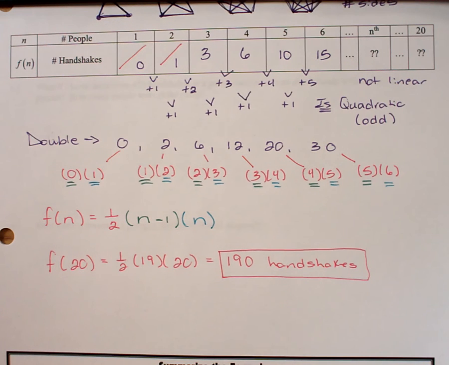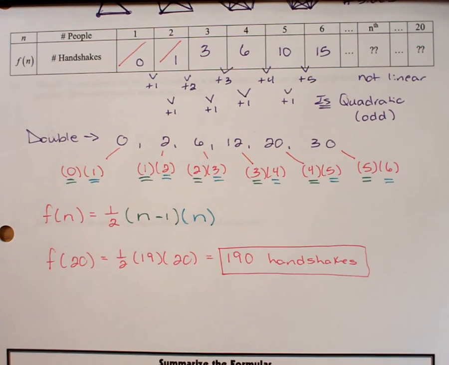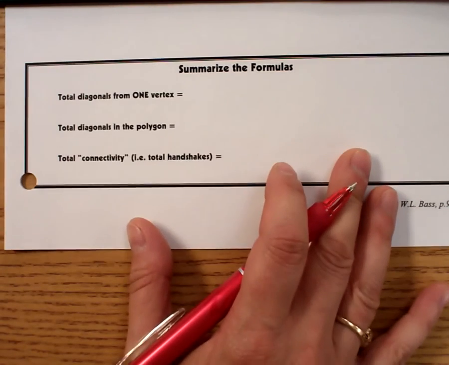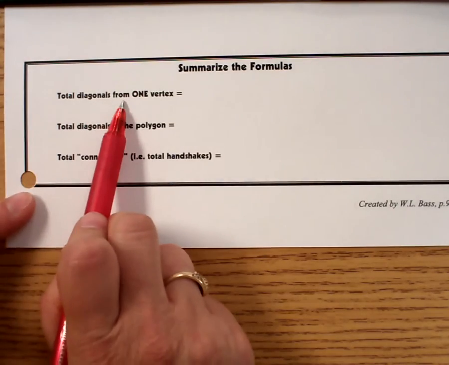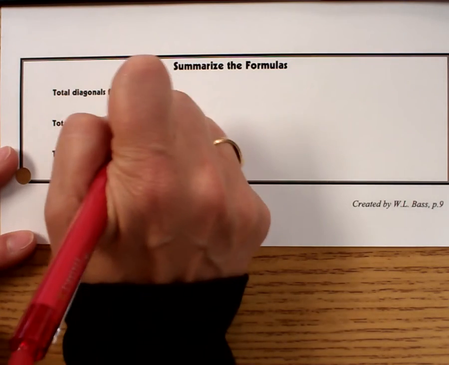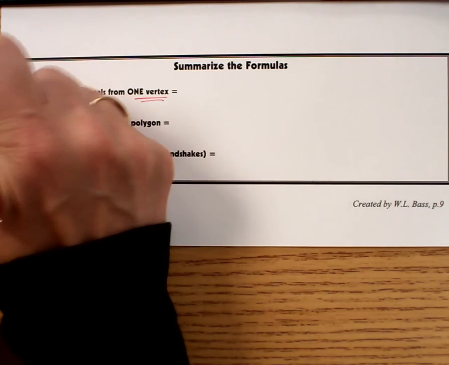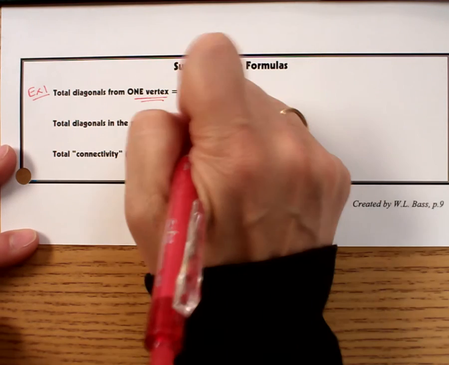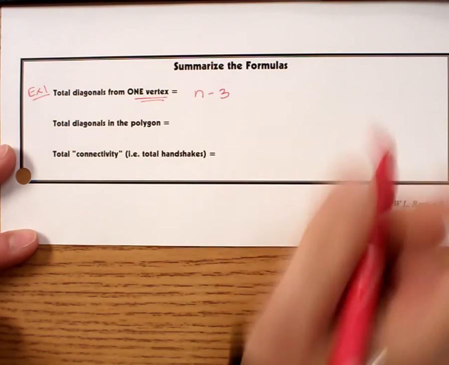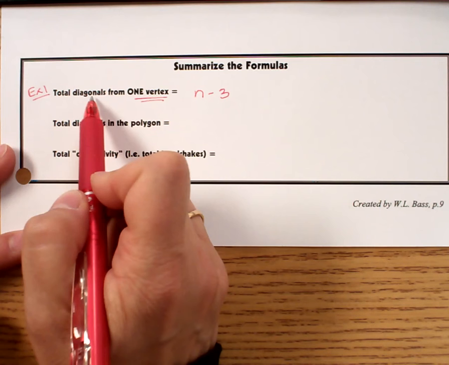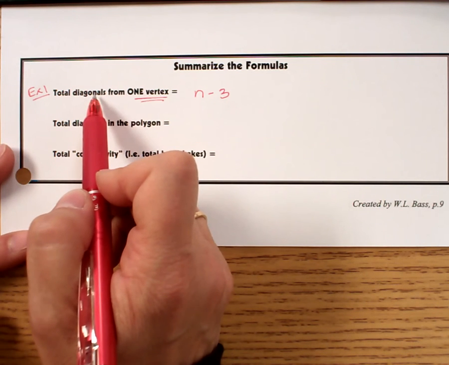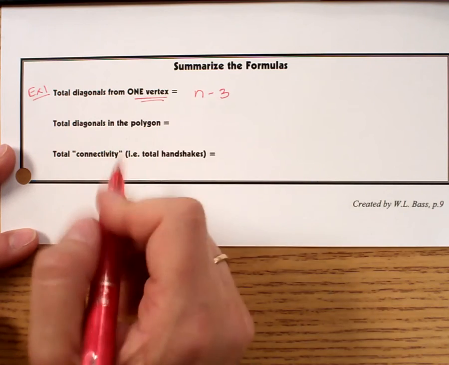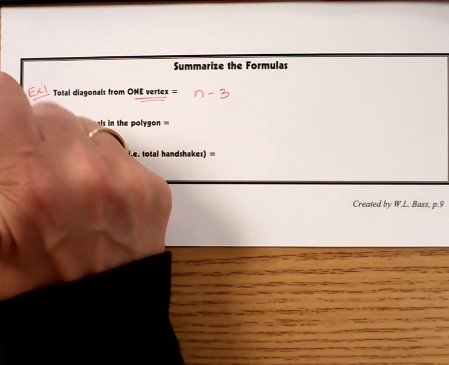So before we turn the page and we think about working backwards on this, let's summarize the various types of formulas that we have looked at today. So we have total diagonals from one vertex. This was our example number 1. Okay, we developed that formula in example number 1. That was n minus 3. That was one person in the group reaches across, but not side to side, and we only look at a single person.